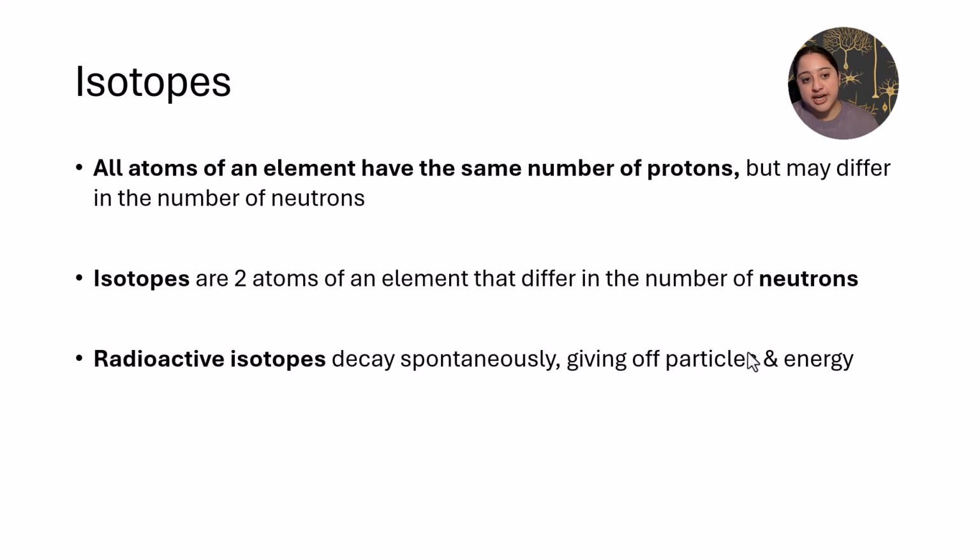Now, again, there's some variation in the number of neutrons, and that is going to lead to different isotopes. So all atoms of an element have the same number of protons, but they can differ in the number of neutrons. So isotopes are two atoms of an element that have a different number of neutrons. And then radioactive isotopes decay spontaneously, giving off particles and energy. So if you've heard about things like radioactivity, it's relevant to this.